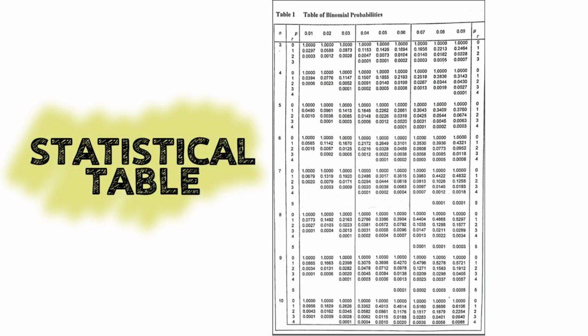First step, you must have the statistical table and open on the binomial distribution side. This column is for n, this column is for r, and this row is for probability. We can read r from this side or this side.